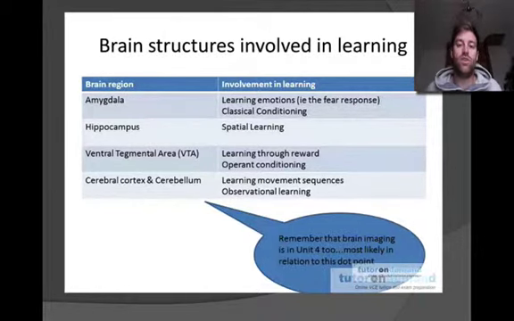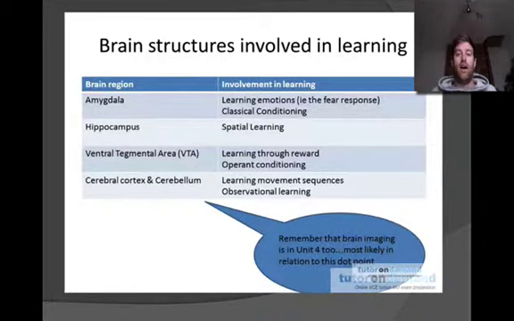the lady who does Tutor on Demand seems to think that learning any sort of movement sequences, especially through observational learning, and any sort of higher order stuff which requires attention and being really active as a learner, will come through observational learning. Okay, so observational learning is strongly connected to the cerebral cortex, definitely, and to a degree the cerebellum.